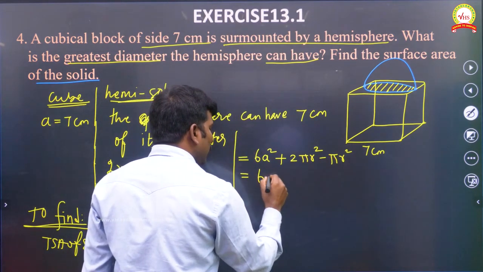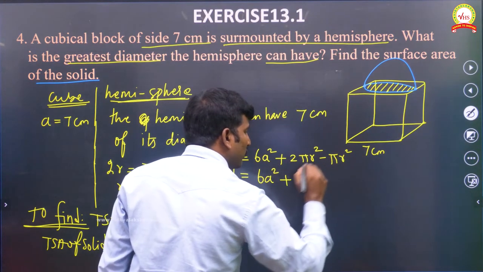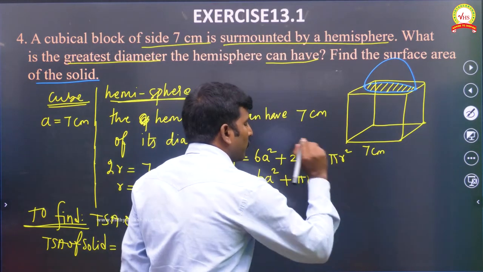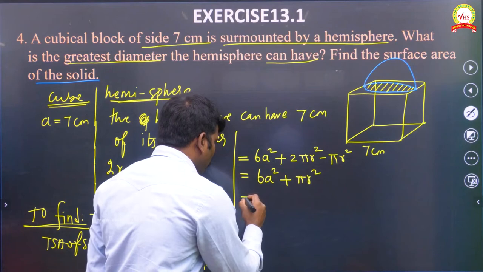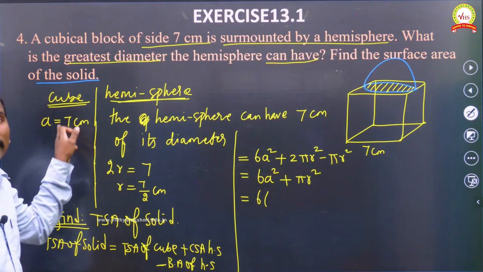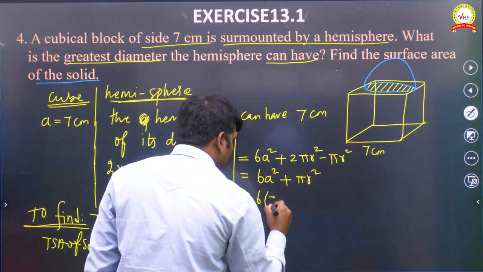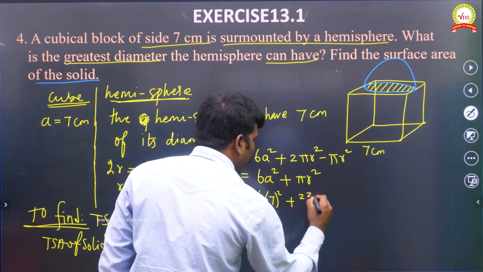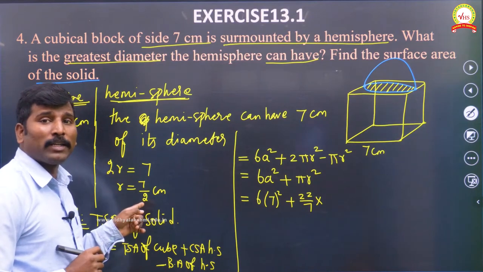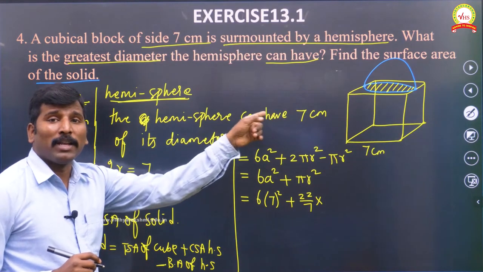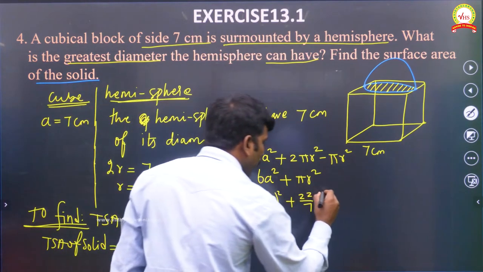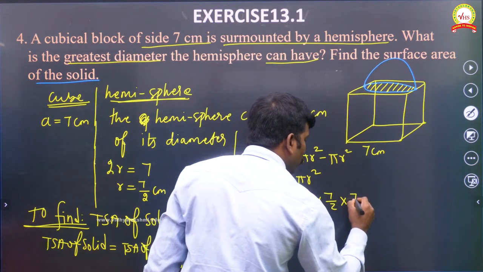Now what am I getting? See, 6 times a square, plus 2 times pi r square minus 1 times pi r square. When we subtract, I am getting 1 times pi r square. Understand, children? Now we will go for applying the values. 6 into side squared. The side a value is 7. So 7 whole square plus pi value 22 by 7 into radius. The radius here is 7 by 2, because I am taking the greatest possible sphere, the diameter as 7, then the radius is 7 by 2.